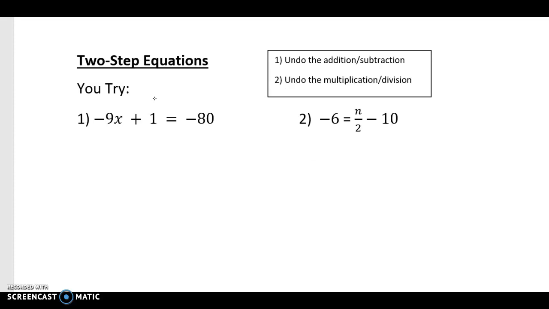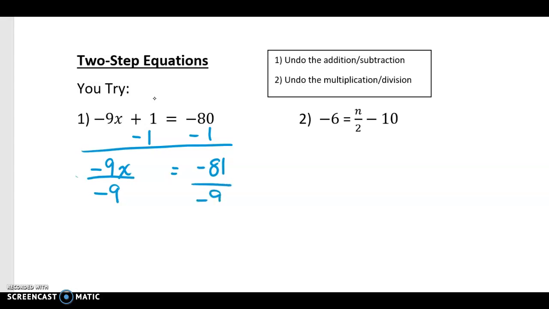Okay, with this first problem, we need to undo the addition or subtraction. I want to move the constant first, away from the variable. We want to touch the variable last. So I end up with -9x equals a -81, and then I divide each side by -9. I end up with x equals 9.